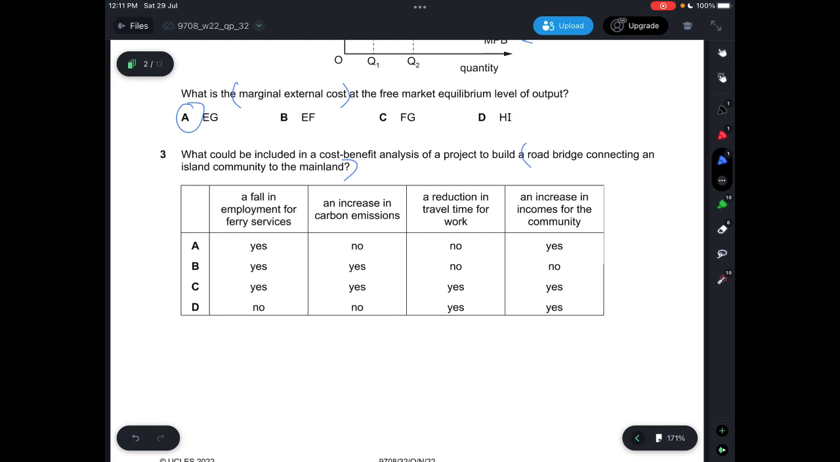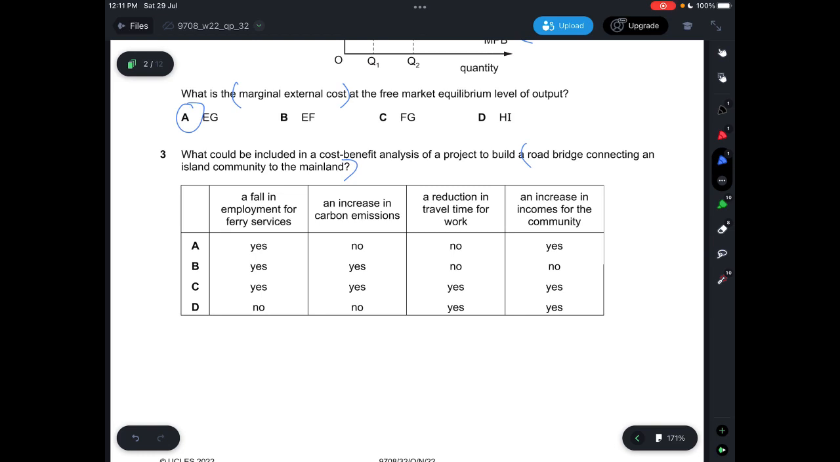Okay, so you need to consider things such as, if let's say you were to build a road bridge, what will happen? Of course, the cost would be a problem. Would it bring advantages? Yes, it will, because it actually shortens the travel time to work. Let's take Malaysia, for example, the Penang Bridge and also the Penang Ferry Services. If originally we only had the Penang Ferry Services, you need to wait maybe 15 to 30 minutes for a ferry. And then from the Penang Island to mainland would probably take at least 30 minutes.